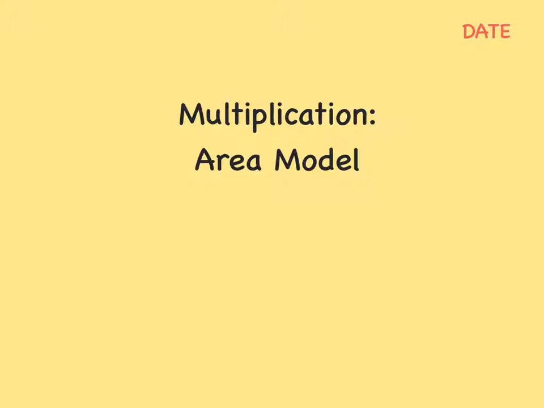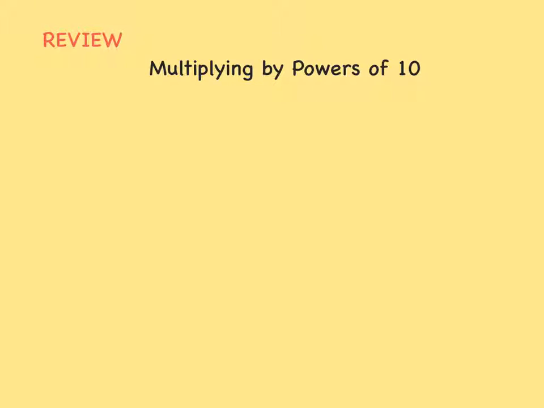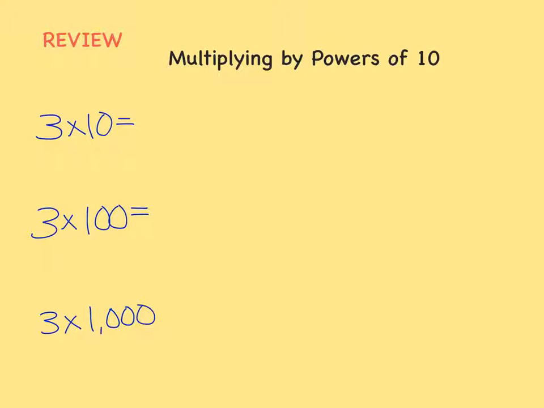We can solve multiplication using area model. How can I solve a multiplication problem visually using area model? We have already learned how to multiply by powers of 10. 3 times 10 is 3 groups of 10, which we know is 30. The mental math strategy I think to myself is 3 times 1 equals 3, and there's one extra 0.